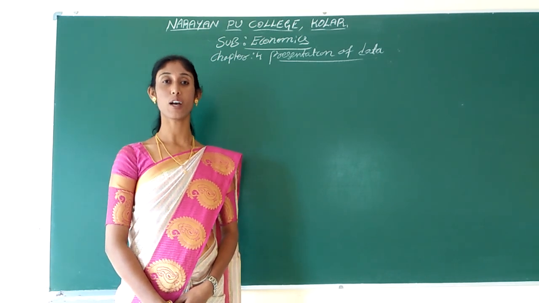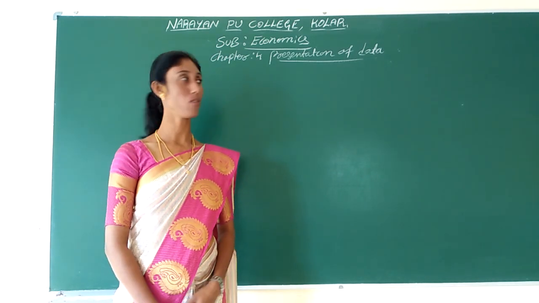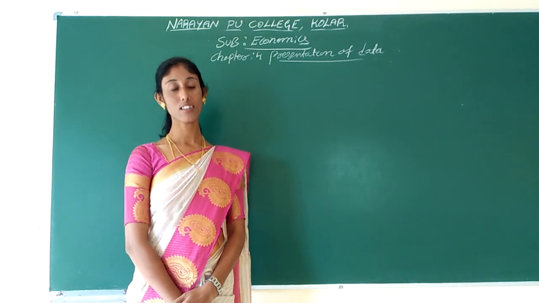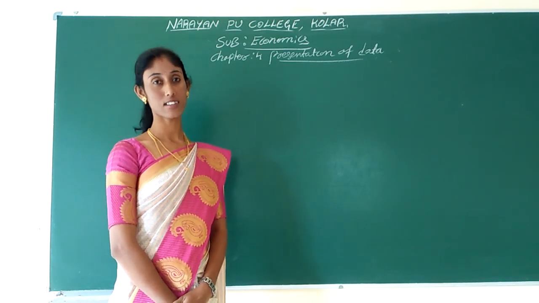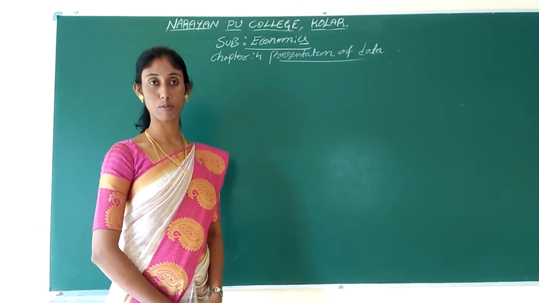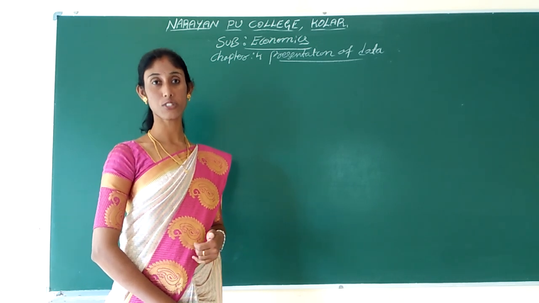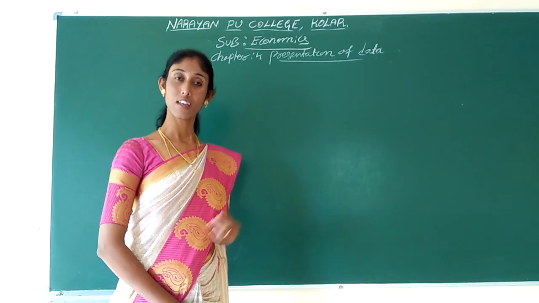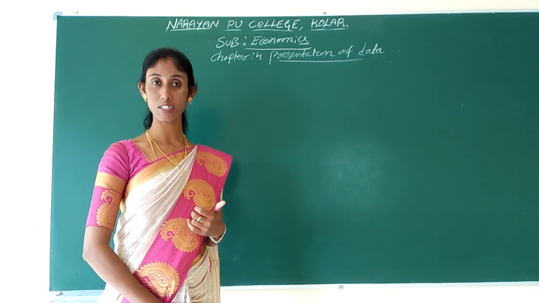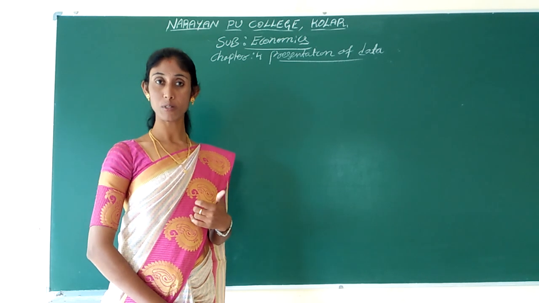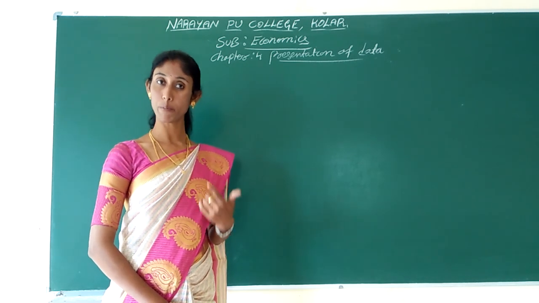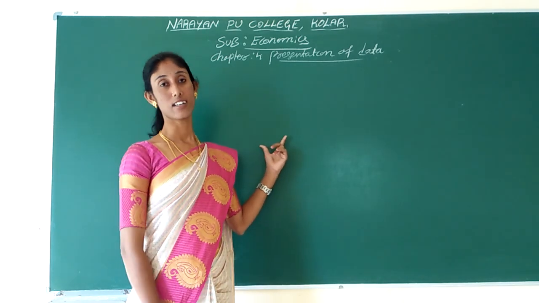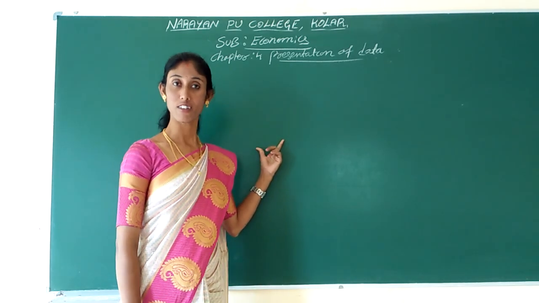In this session, we are going to continue the discussion of chapter 4, that is presentation of data. We all know that to present the data, there are three forms or three types: first one, textual presentation, tabular presentation and diagrammatical presentation. In the previous classes, we have already discussed what is textual presentation and what is tabular presentation. In this session, we are going to continue with the diagrammatical presentation of data.